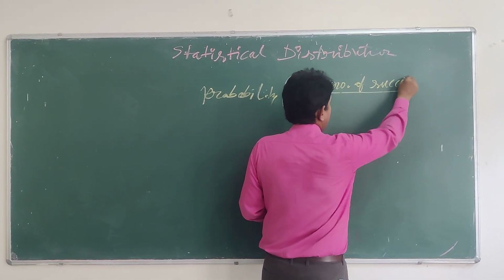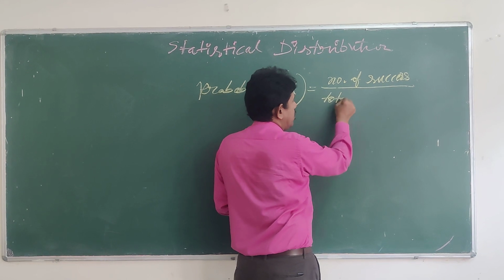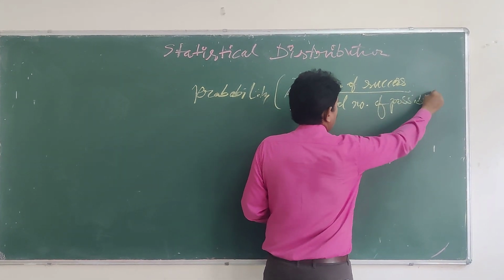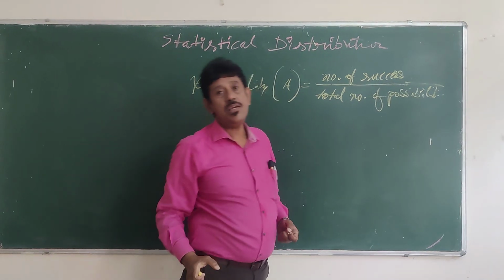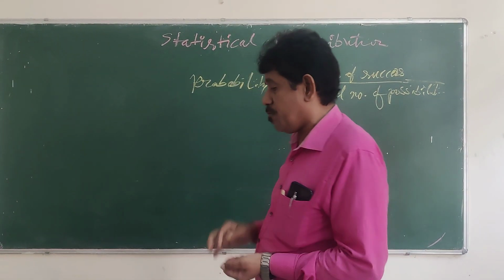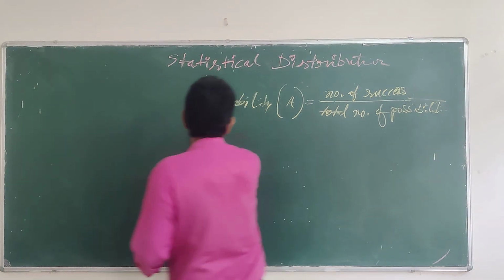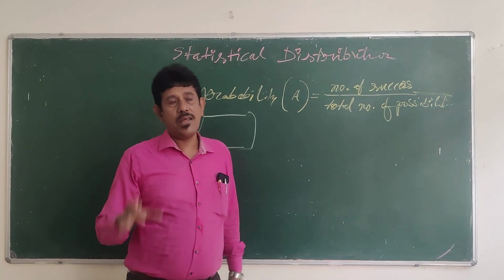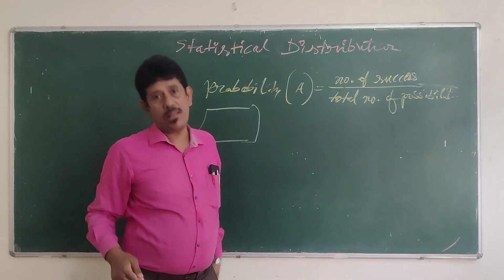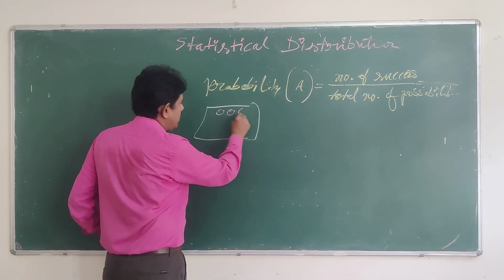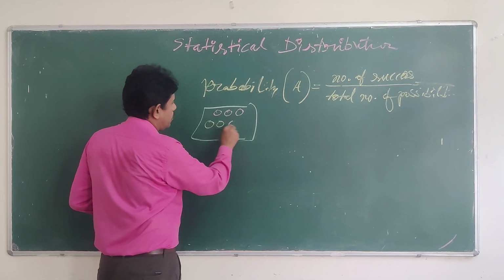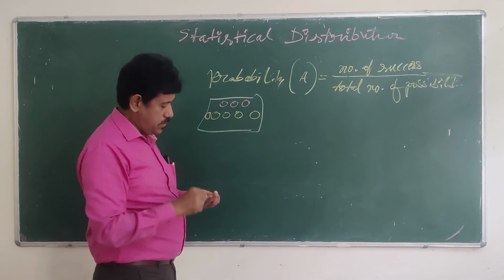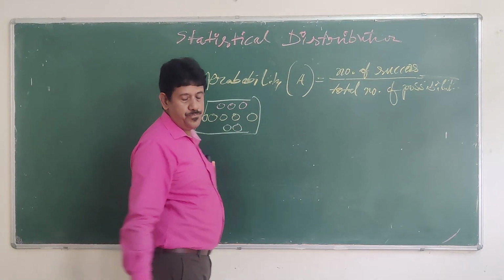probability equals the number of successes divided by the total number of possibilities. That is probability. For example, let us suppose there are 10 balloons in a particular wall. Three balloons are red, 4 are yellow, and 5 are yellow and 2 are green.